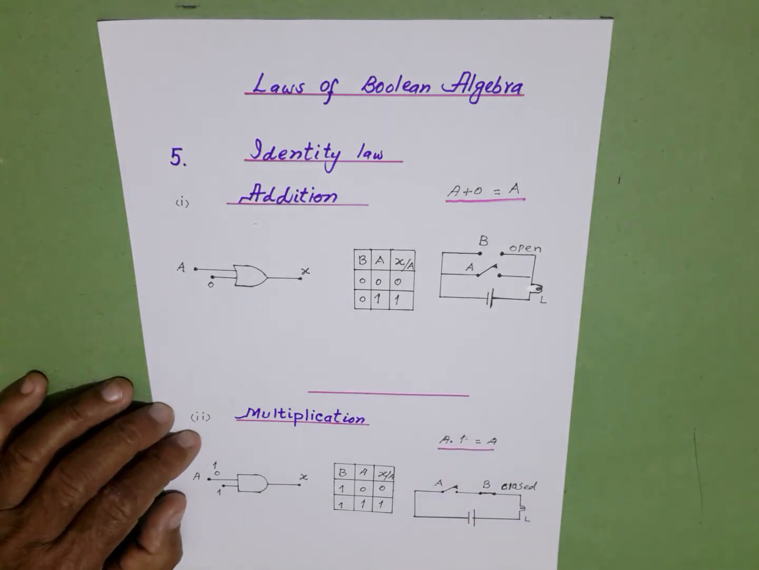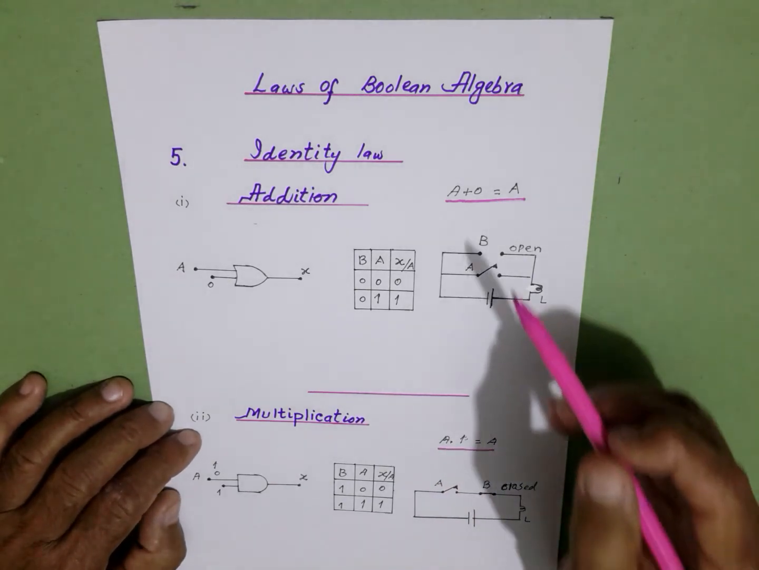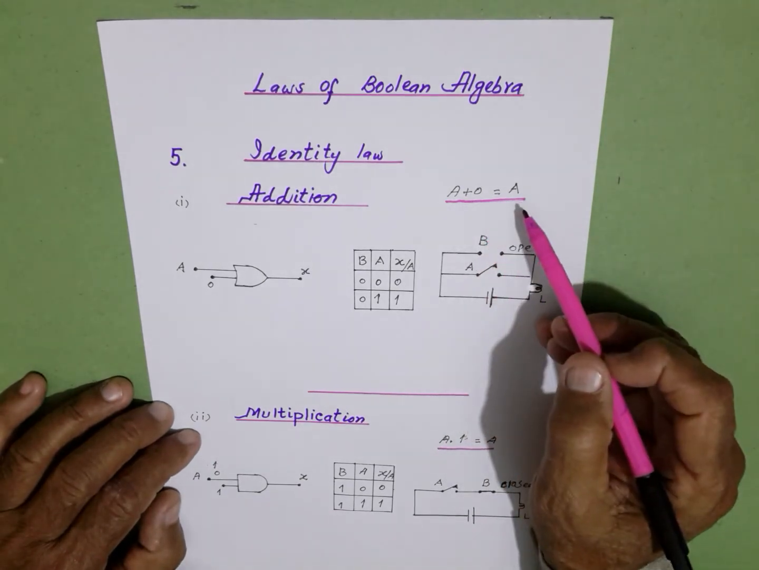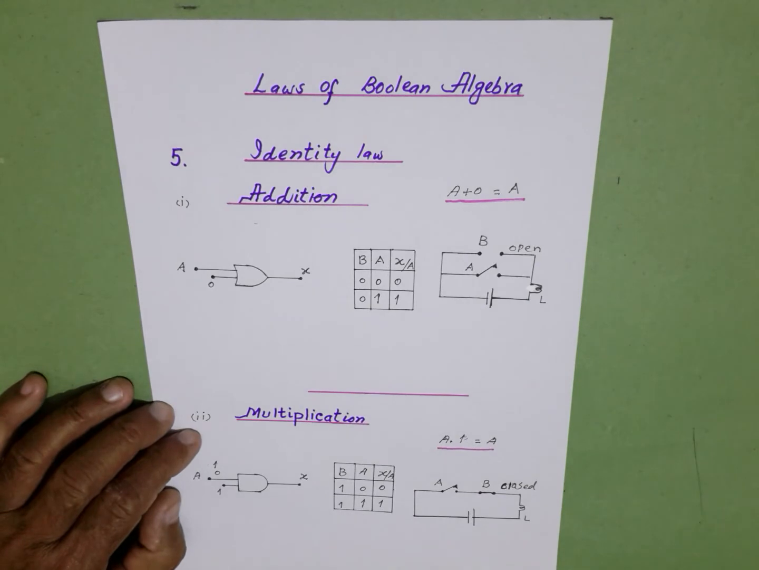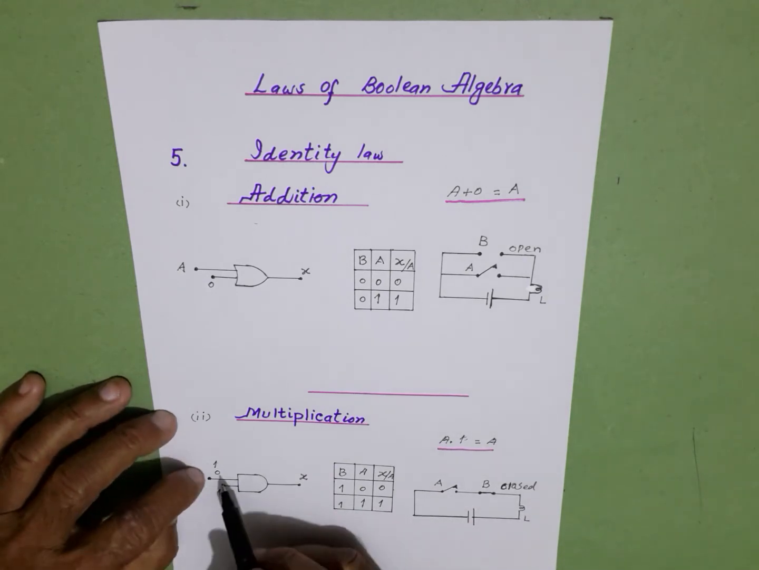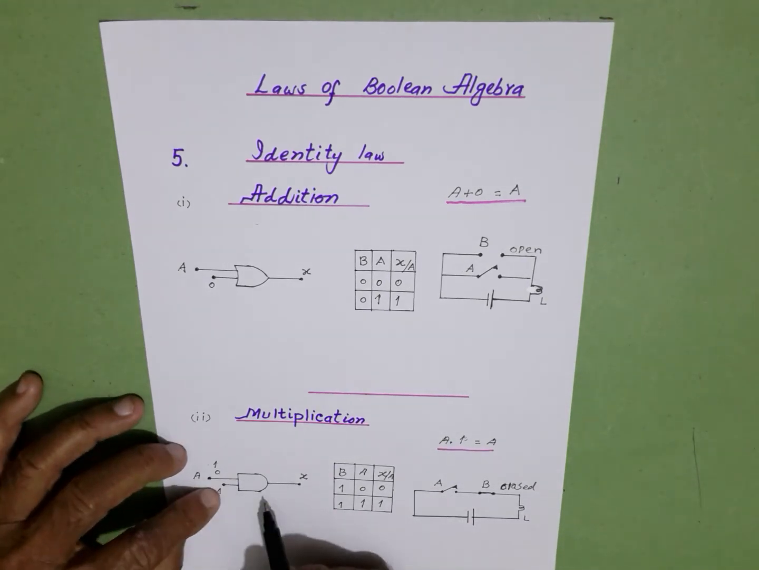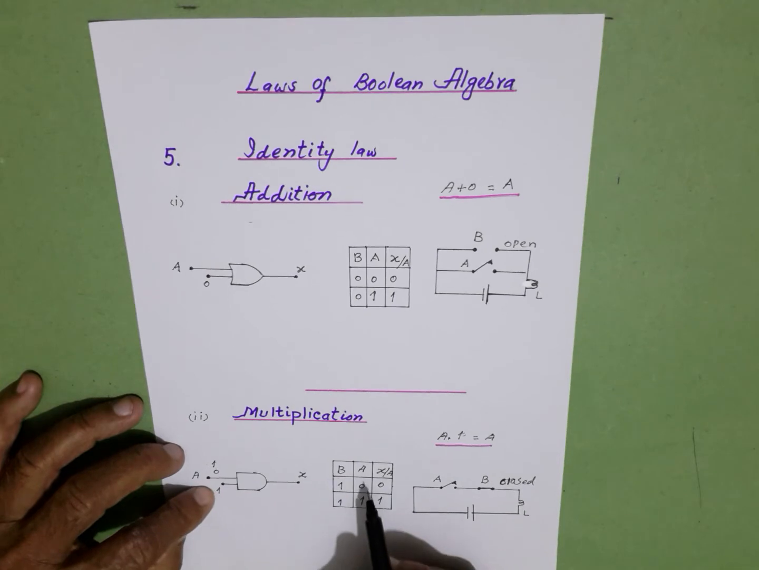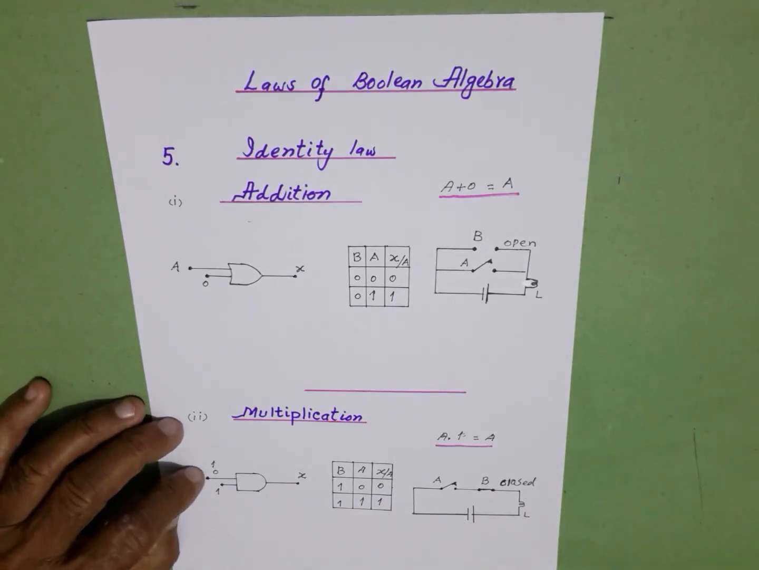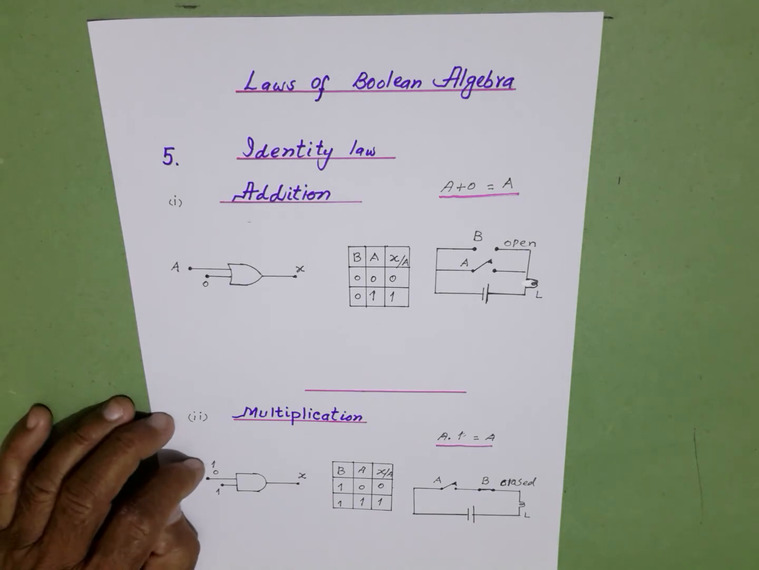Variable multiplied by 1 is the variable. The first law of addition is variable ORed with 0 equals variable. Now when A is closed, this is 1. 1 multiplied by 1 is 1. Whatever is the variable, the same we are getting in the output, or we can say output is a reflection of the variable. Going to the summary points.